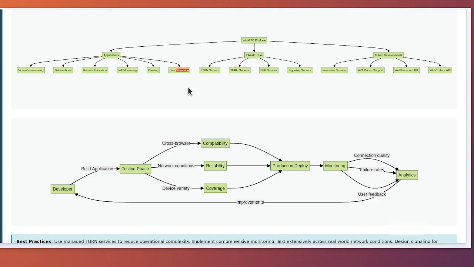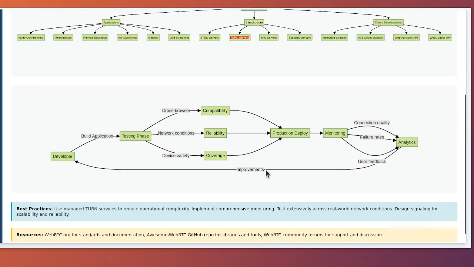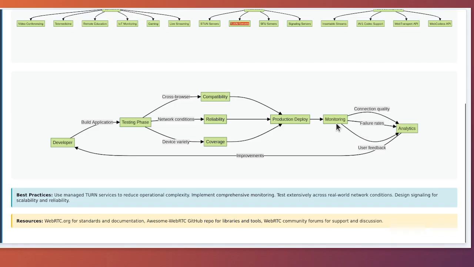Building production WebRTC applications requires attention to infrastructure and operations. You need to plan for TURN server capacity and costs. You must implement monitoring and analytics to understand connection quality and failure rates. Consider using managed services for STUN and TURN infrastructure, or for entire WebRTC platforms if you want to avoid operational complexity. Test thoroughly across different networks, devices, and browsers to ensure compatibility. Design your signaling for reliability and scalability.